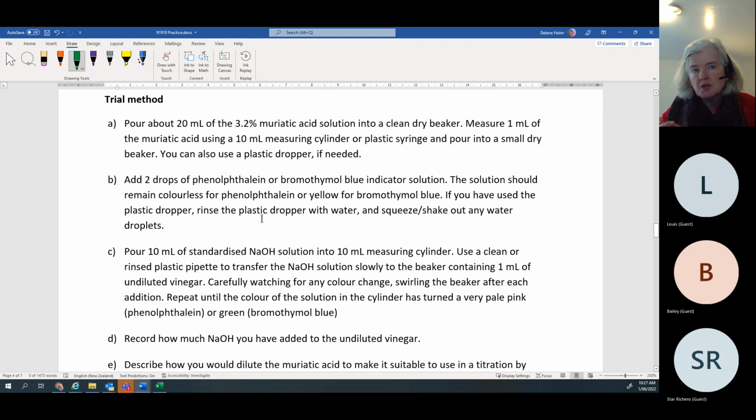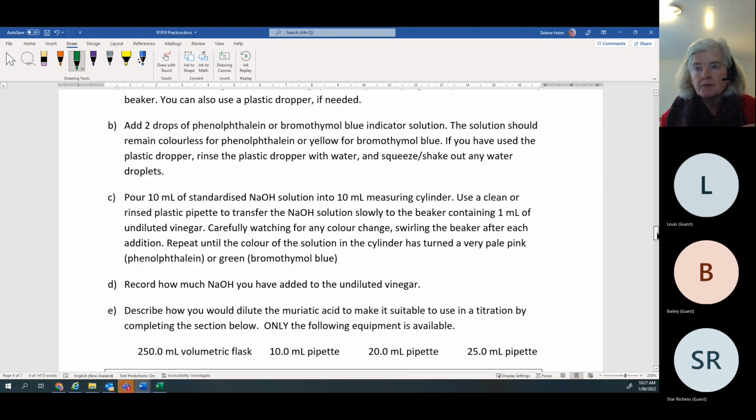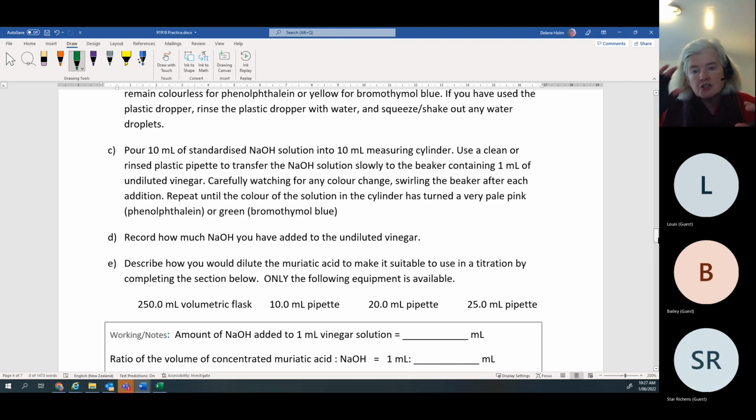Then what you will do is you now use sodium hydroxide, and you keep on adding from your sodium hydroxide solution into your 1 milliliter of acid until the color changes. Okay, either it goes pale pink or it goes green, depending on what indicator you're using. And when the color has changed, you see how much of the sodium hydroxide you've used. So you just pour it into a 10 ml measuring cylinder, and you just take out of the measuring cylinder so you can see the difference of what you've taken out.